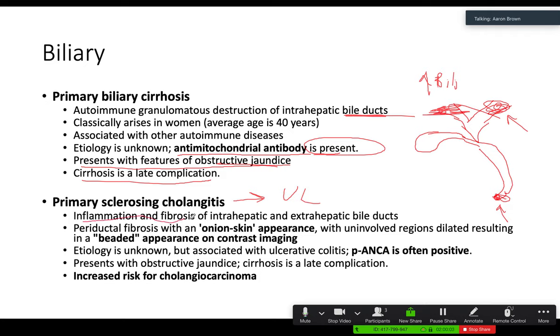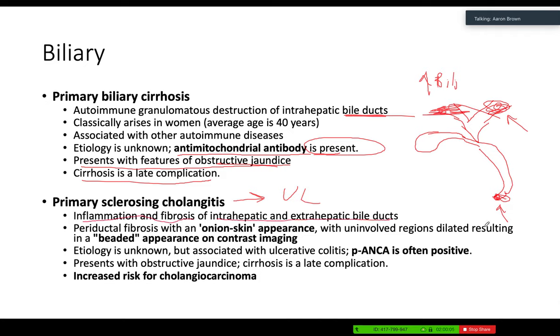We see inflammation and fibrosis of intrahepatic and extrahepatic bile ducts. And we're going to see this periductal fibrosis with an onion skin appearance, where we have a duct here, but it has layers on the outside due to all the fibrosis. Uninvolved regions are going to be dilated. So the involved regions with this onion skin are essentially stenosed, and the regions in between become very dilated. So when we do our ERCP, what we're going to see is a beaded appearance.